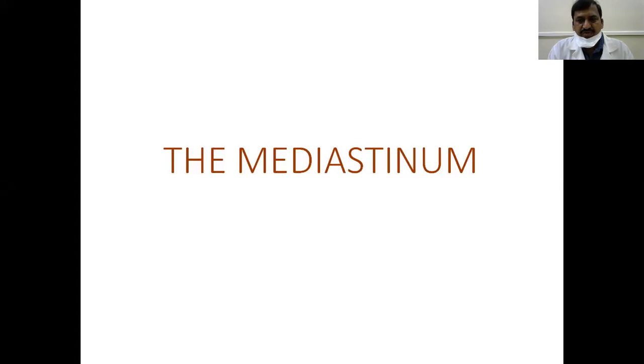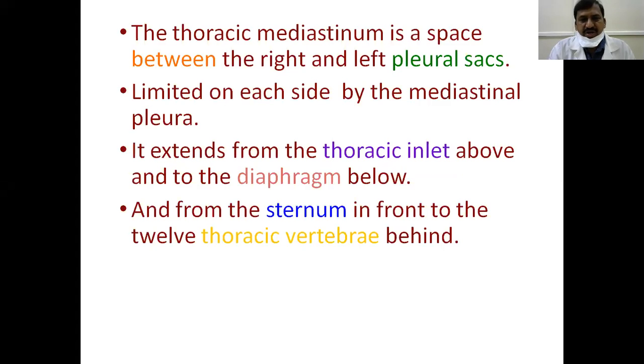First, we proceed one by one. First, we take what is the mediastinum. It is the thoracic mediastinum. It is a space between the right and left pleural sacs. There are two pleural sacs, one is the left pleural sac and one is the right pleural sac. In between these two pleural sacs, just like this. This is the right pleural sac. This is the left pleural sac. In between these two, this is the space. That space is called the mediastinum.